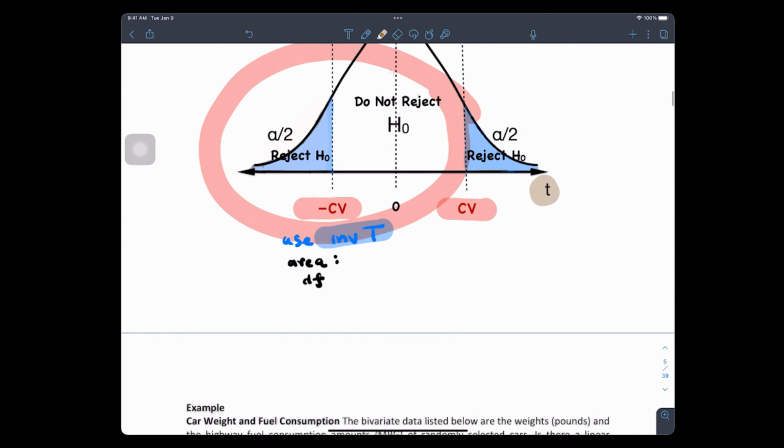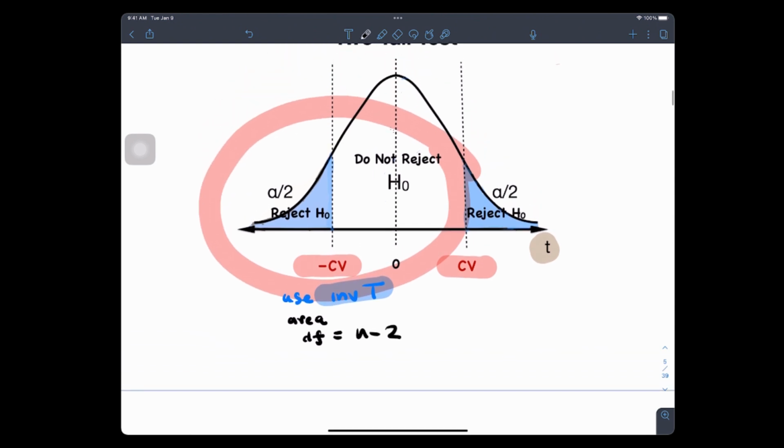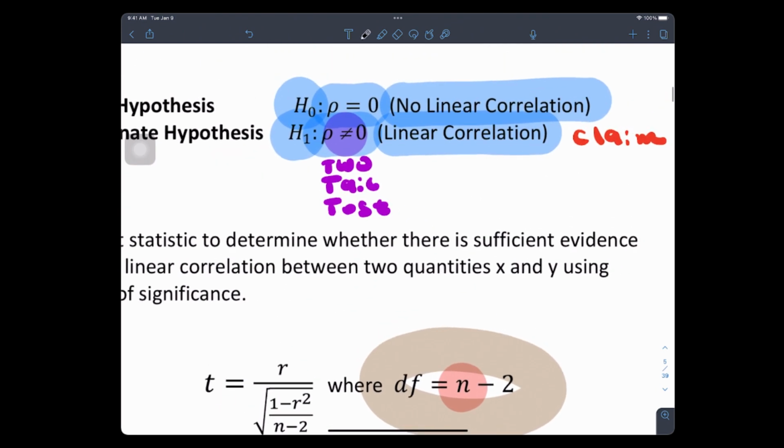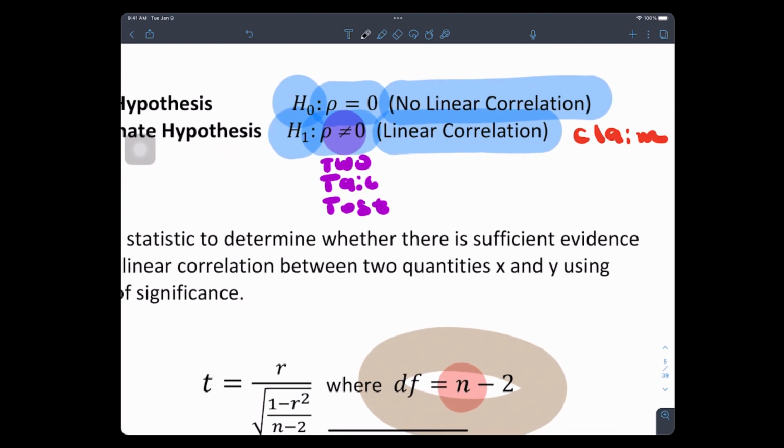But I want you guys to know this: area to the left, and now your degree of freedom is n minus 2. This is how you get critical values for a linear correlation hypothesis test. This is the default setup. Always, always, always. Rho equals 0, no linear correlation. Rho is not 0, there is a linear correlation. It is always a two-tailed test here.